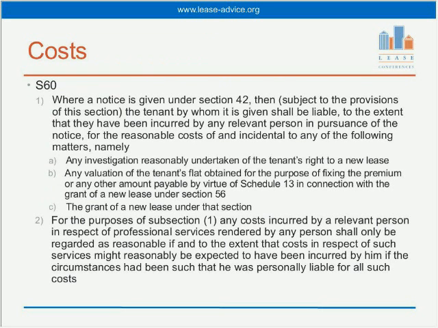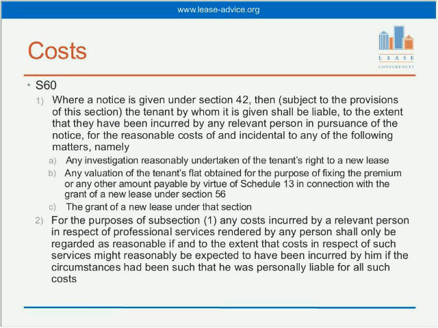Section 60 costs are spelt out on that slide. The leaseholder is liable for any costs incurred by the landlord or any other relevant person, such as other landlords. That's their professional fees, solicitors and valuers, in respect of any investigation reasonably undertaken of the tenant's right to a new lease, any valuation of the tenant's flat obtained for the purpose of fixing the premium, and the grant of a new lease, basically the conveyancing costs.